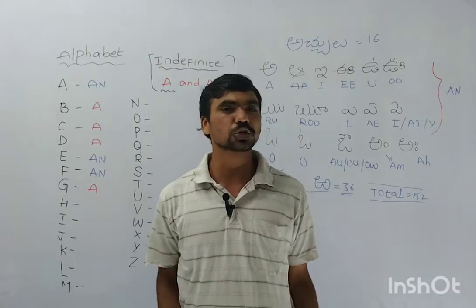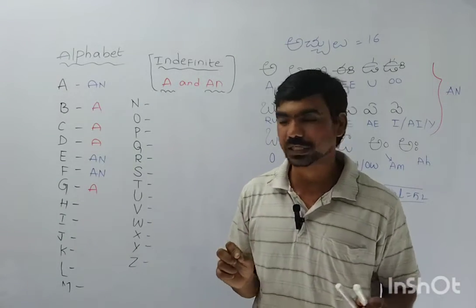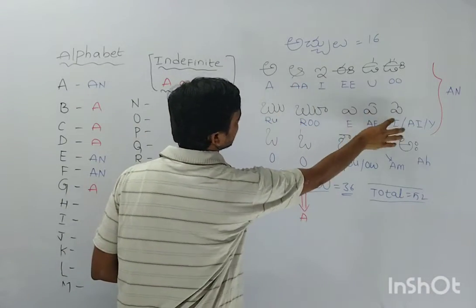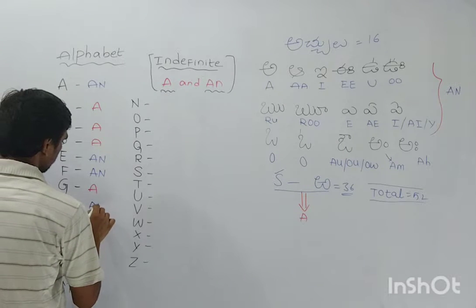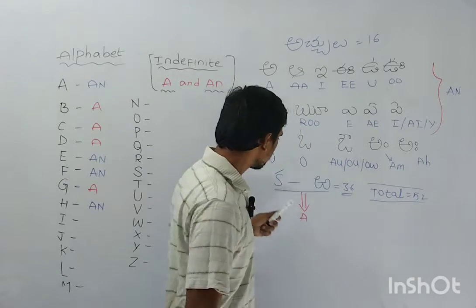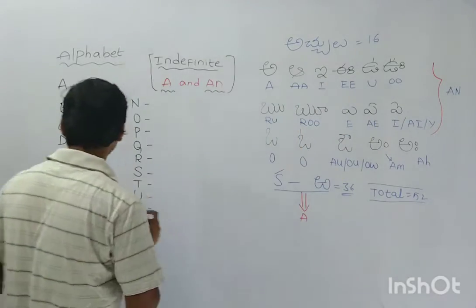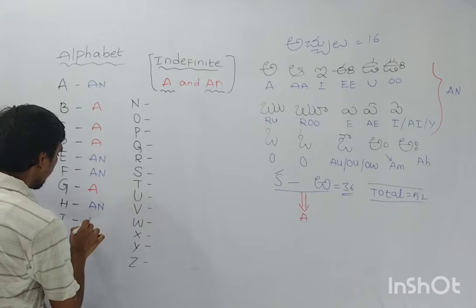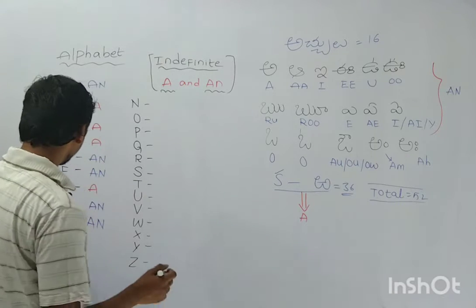Someone said "yach" for H. That's wrong. H, the sound should be H. So you can write H is A. The sound is there, so you can write "an." Okay, then I. The sound is not there, so you can identify I. So you can write simply "an." H, I, simply you can write "an." Then what?